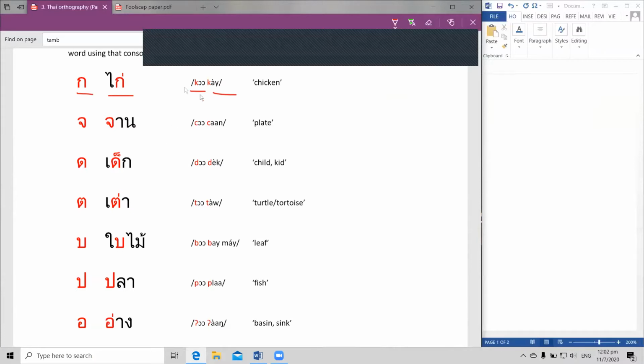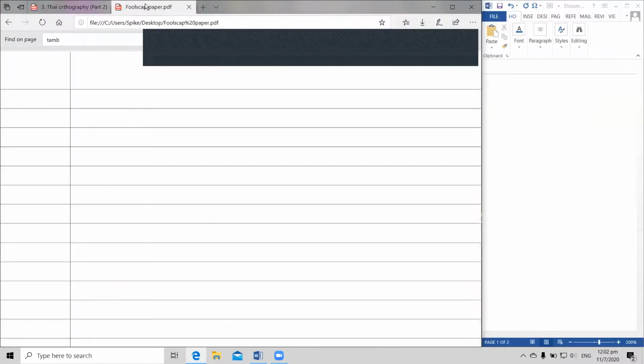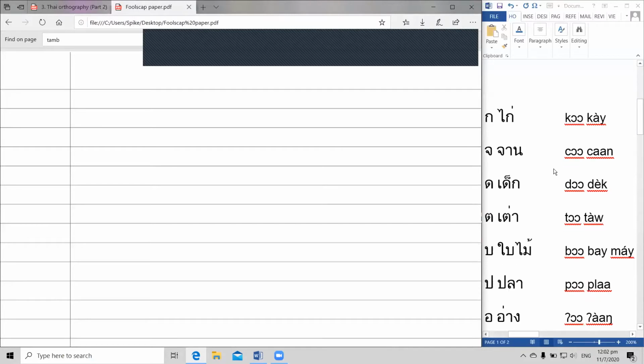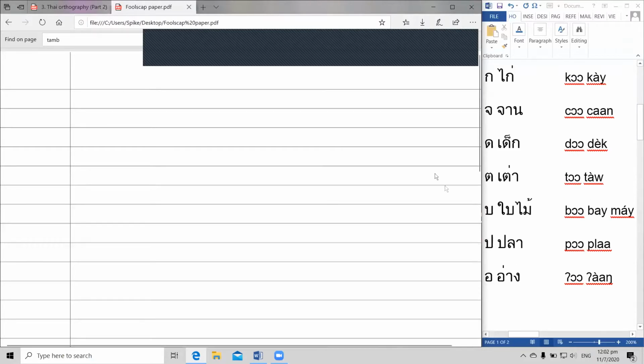Okay. Let's now learn how to write the 7 common mid-class consonants. If you have blank pieces of paper or you have foolscap paper, now is a great time to just take it and practice writing with me. Okay, I'm going to teach you how to write the consonants. So the first one is ko kai. Am I right? Ko kai.